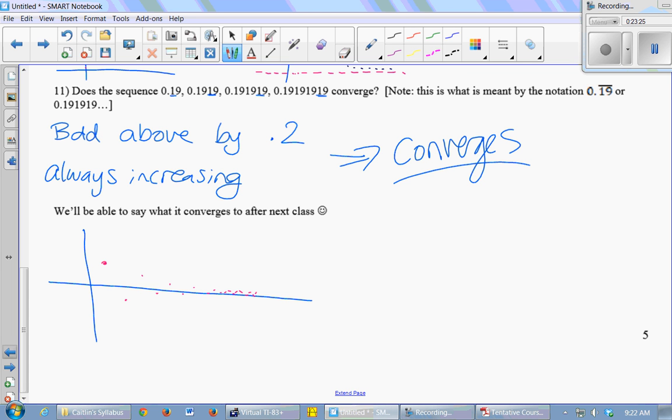Right? So it's certainly not always increasing, because it switches, it goes decreasing, increasing, decreasing, increasing. And so it does not satisfy this bounded above and increasing or bounded below and decreasing, but it still converges. So this is just one way that we have to think about it: if a sequence happens to fulfill this, we know it converges. But it doesn't mean it doesn't converge if it doesn't fulfill this.